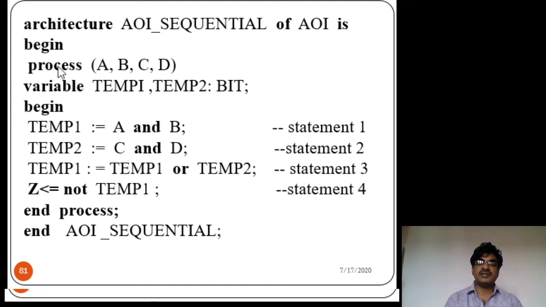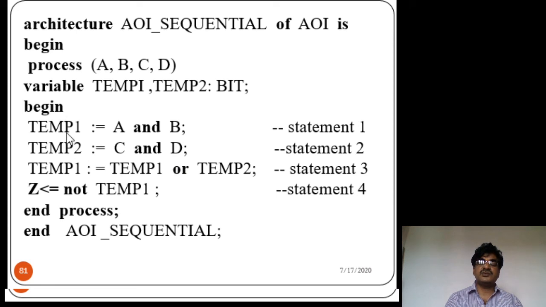The process is a concurrent statement, but the statements inside the process are sequential. So first of all, the statement is temp1 colon equal a and b. Why the symbol colon equal? Because temp1 is a variable. Temp1 is a variable, the assignment symbol is colon equal, and the operation is a and b. So an AND operation is performed on inputs a and b. Then temp2 colon equal c and d. This is another variable assignment statement. Here also an AND operation is performed on the inputs c and d.